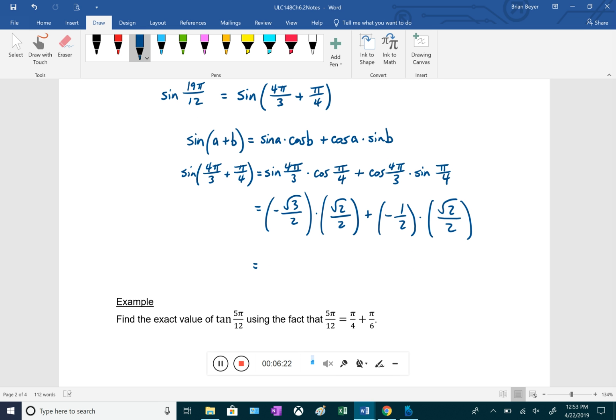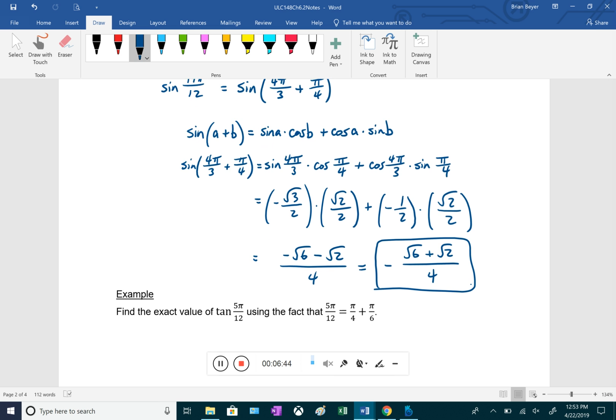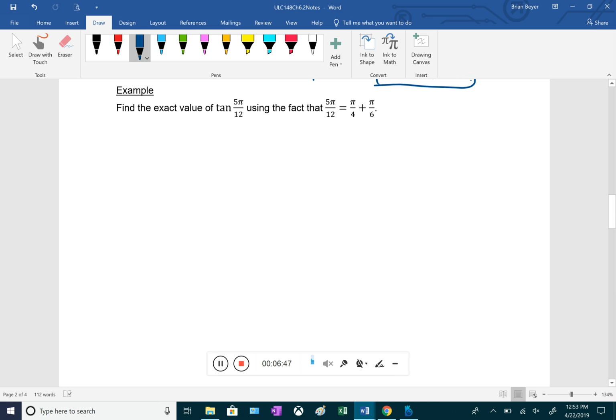It's going to be negative radical 6 minus radical 2 over 4, which we could factor out a negative in the numerator and put it out front and make it radical 6 plus radical 2 in the numerator all over 4. Okay, so that is the answer for this one. Let's do one more of these.